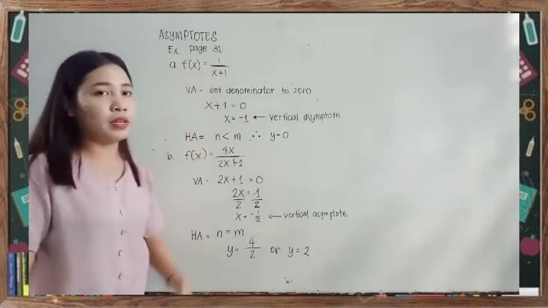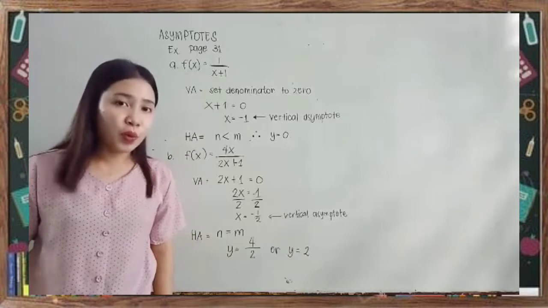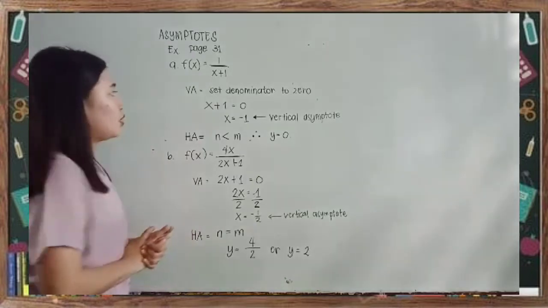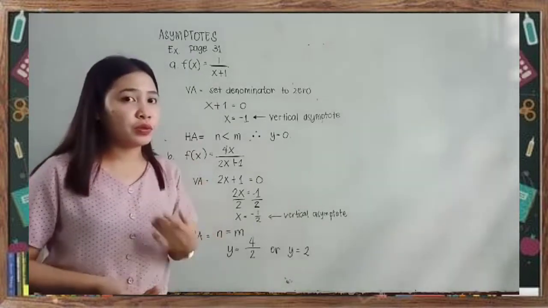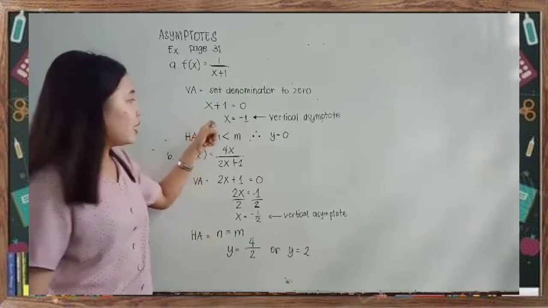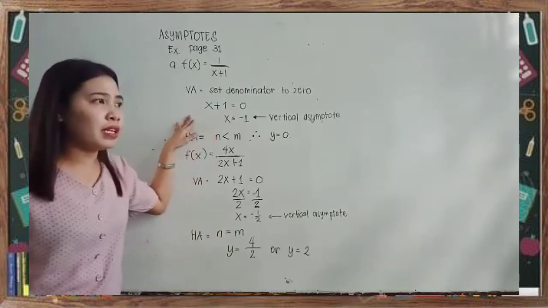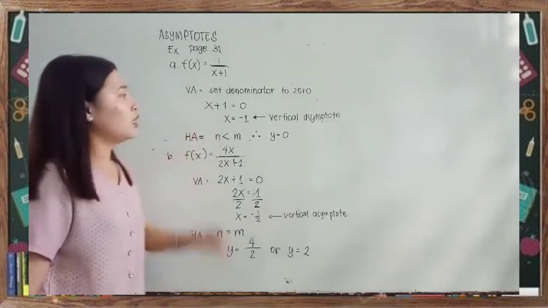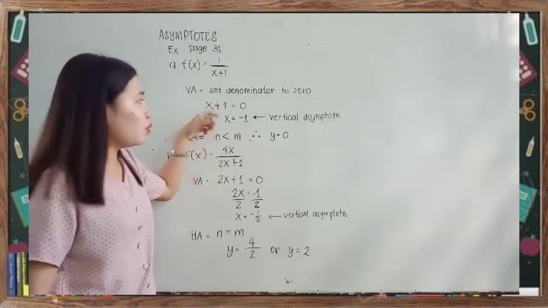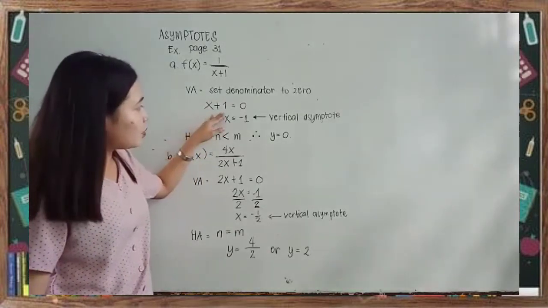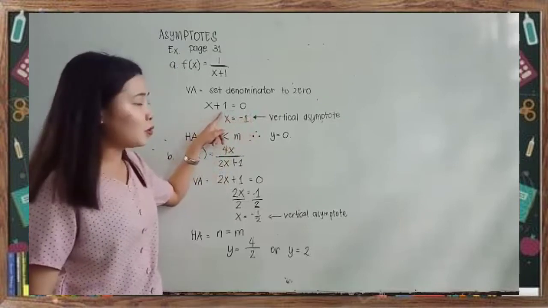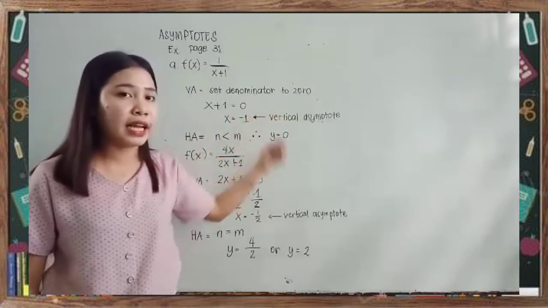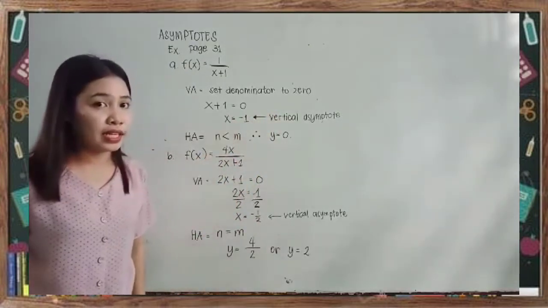Okay? So, using the example letter A, on page 31 of our module, the function is f of x is equals to 1 over x plus 1. Okay, so paano ba makukuha yung vertical asymptote ng ating function? So, isi-set natin yung denominator into 0 para makuha ang vertical asymptote. Okay, so ang vertical asymptote, yun yung nakakapag-restrict dun sa ating function. Okay, so ngayon, kukunin natin yung value ng x. So, x plus 1 is equals to 0. Then, transpose positive 1 to the right side, magiging x is equals to negative 1. Therefore, ang vertical asymptote natin ay x is equals to negative 1.